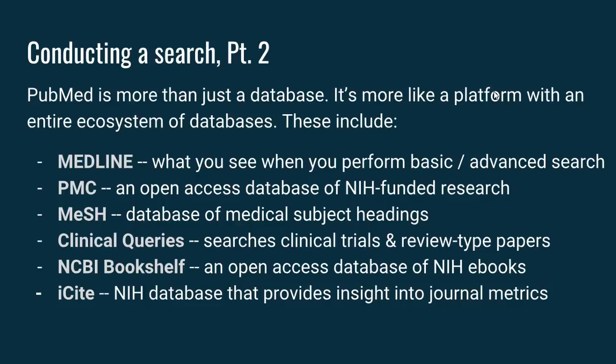MeSH, which you've just looked at, is the database of medical subject headings. PubMed Clinical Queries is a database that actually feeds into Medline and only searches for clinical trials and review type papers. The NCBI Bookshelf is an open access database of NIH funded ebooks. And then iCite, which you probably won't use very often, is an NIH database that provides insight into journal metrics.